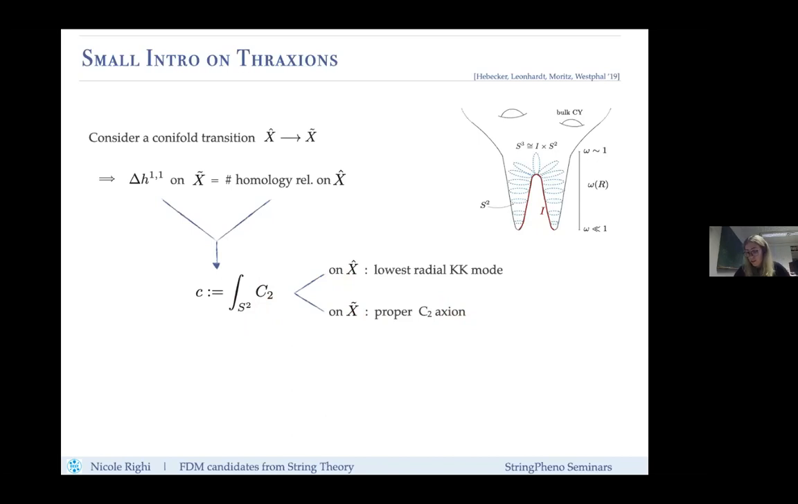Also, in this work, they show that this particle is actually an axion, an axionic mode, because it has a shift symmetry, which is also preserved as a discrete symmetry.